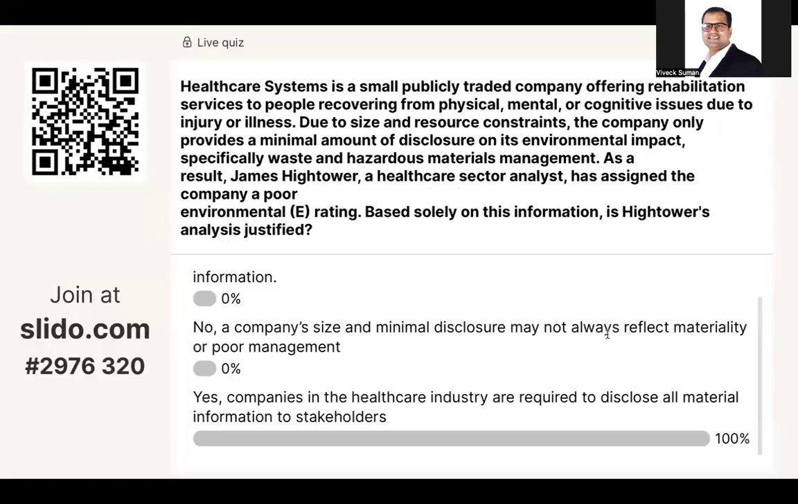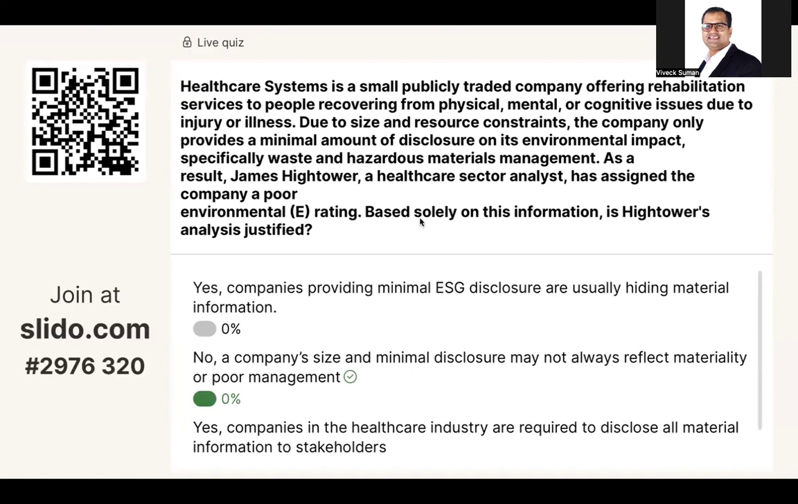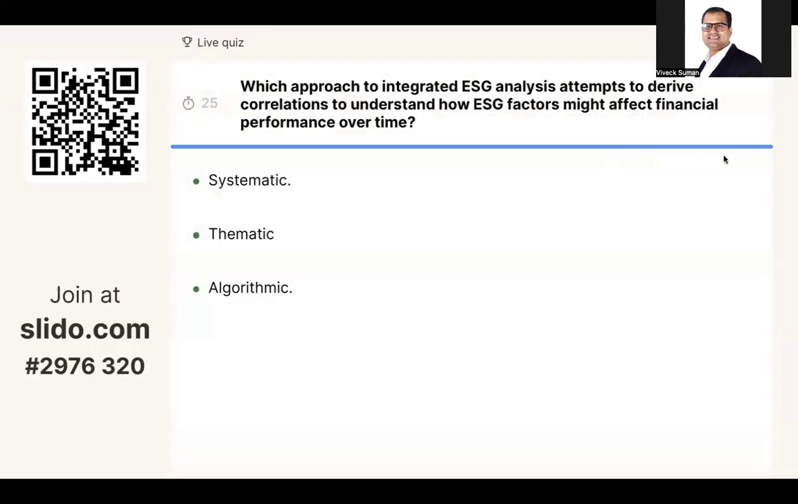So everybody has given yes. The correct answer is no. A company's size and minimal disclosure may not always reflect materiality or poor management. Always remember, this is not an always criteria. Clear? It can be sometimes. Most of the time people use it. For example, the healthcare industry requires disclosure of all material information as a stakeholder. But here, that might not be the main criteria. That's what it is saying. Materiality is very key stuff. GC Choksiji, go ahead.